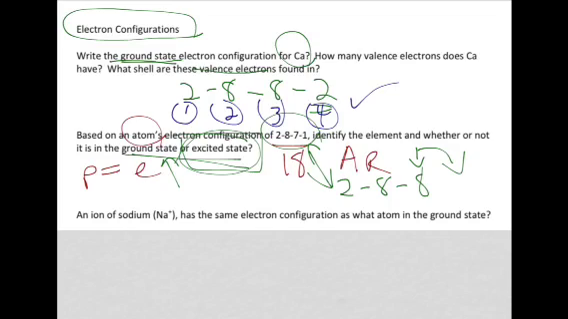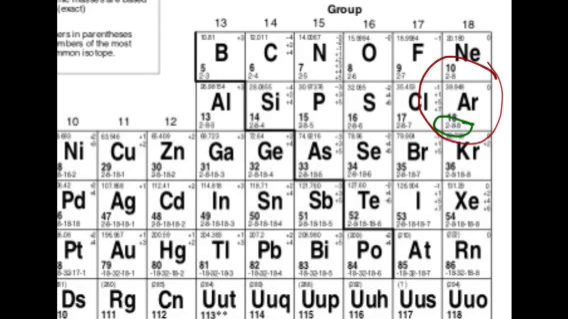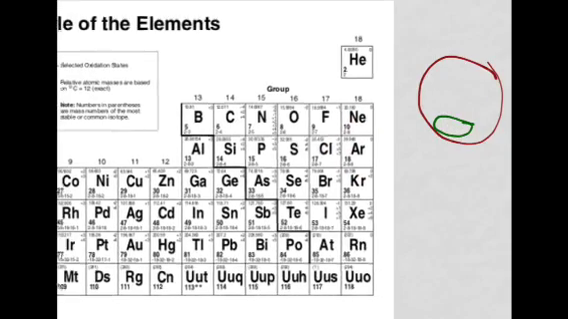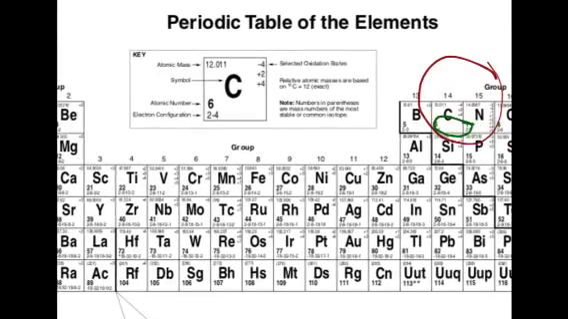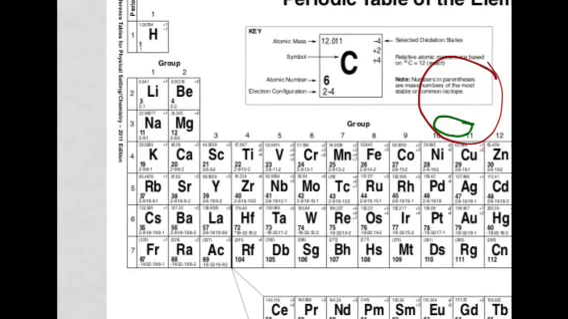All right, and let's take a look at the last one. We have an ion of sodium. So we have sodium with a plus. That means it's lost 1 electron. And this has the same electron configuration then as what atom in the ground state? Well, sodium, if I go back to the periodic table, and of course now I have to scrunch this back down. Let's do that, and I'm going to move it over. Sodium is all the way to the left. It is element 11.